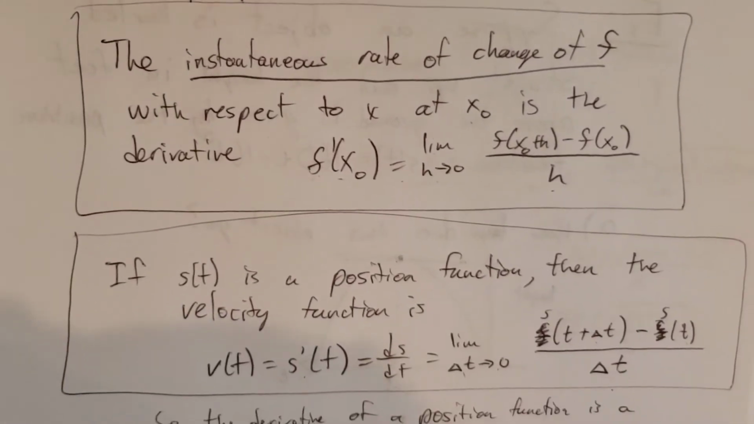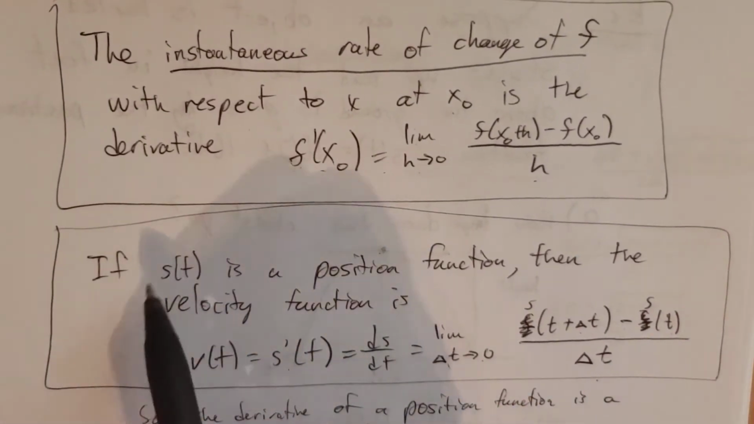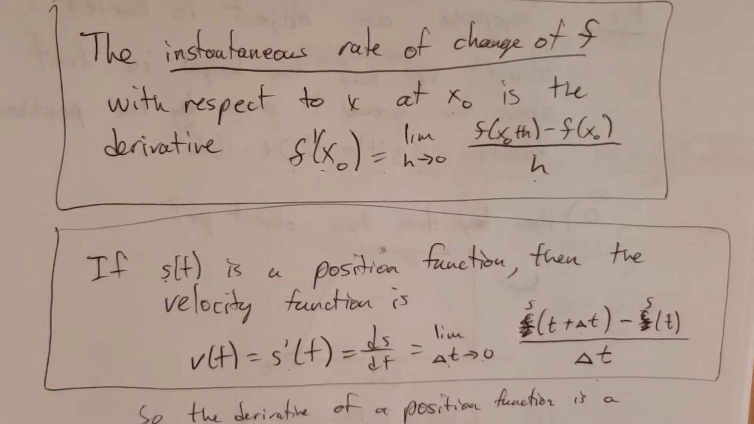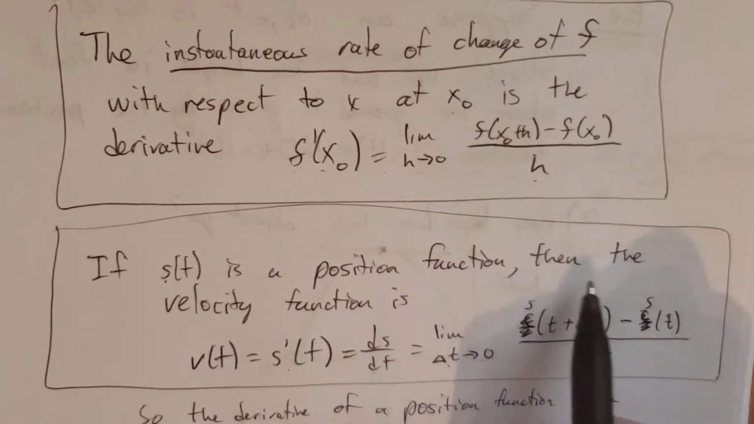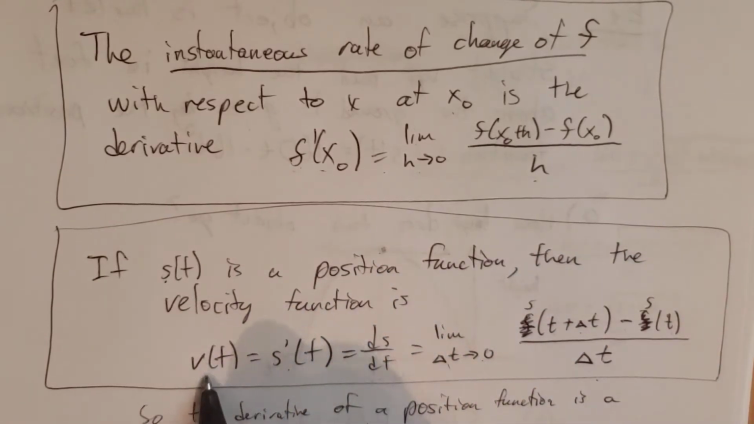But moreover, if we start with a position function s of t here, well, our velocity function is the rate of change of a position function with respect to time. And that's exactly what this next thing says. If s of t is a position function, then the velocity function is v of t, which is the derivative of s of t, that position function, which, with similar meaning but different notation, we write as ds dt here.